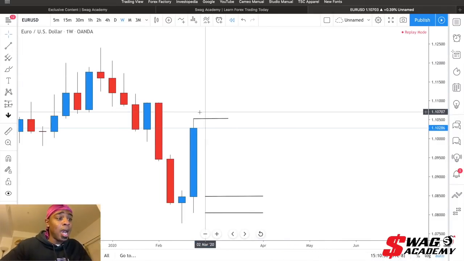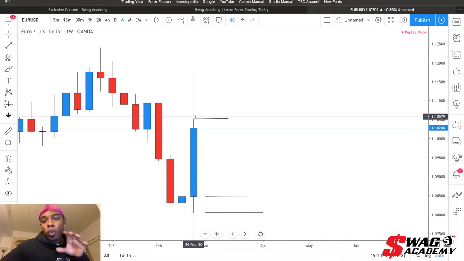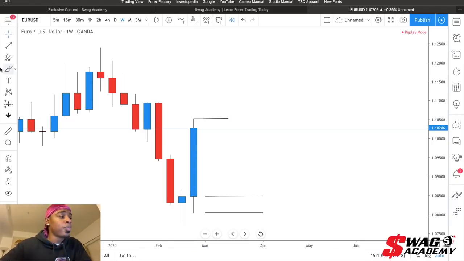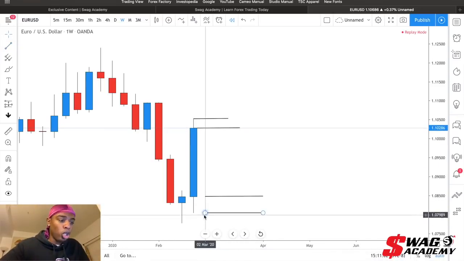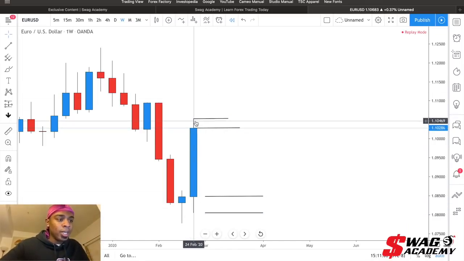Price got this high, right? But when the week closed on Friday at 5 p.m. Eastern New York time, the market closed right here. This is where the market closed. So you have the open, the lowest point it went to during that week, the highest point it went to, and then the close. These little lines, the trails left behind, are called wicks. The wicks tell us the high and the low.